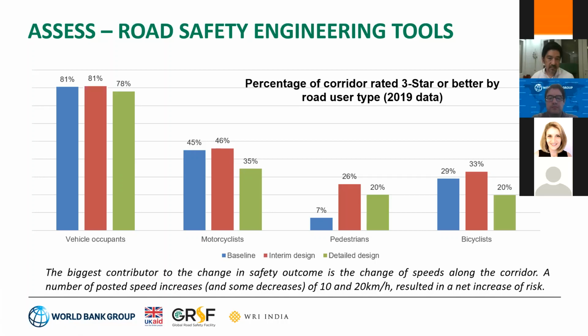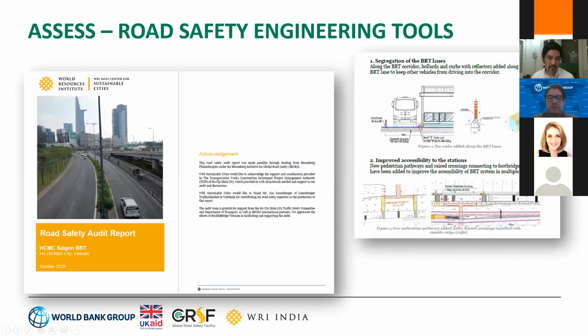The star rating results that you can see are based on the blue one done in 2015, the interim design in 2016, and the green one in 2018. And more recently, the most recent report produced for this BRT corridor is a road safety audit for the final designs performed by the World Resources Institute, WRI, also under the Bloomberg initiative. Since 2015, WRI has also been working to support the development of Ho Chi Minh's BRT system.